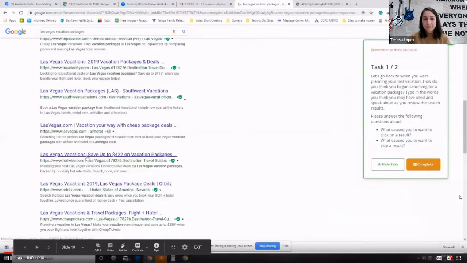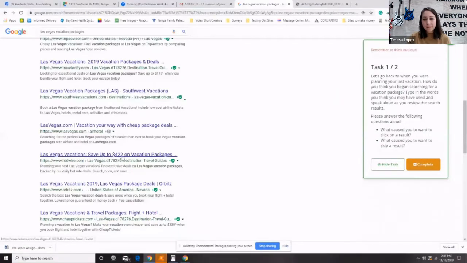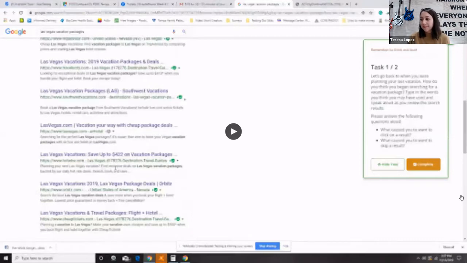Now, when you get these things that say save up to a certain amount on vacation packages, those make me want to click on them more, quite honestly. Okay, so this gentleman was going through, he searched for Las Vegas vacation packages. Sounds like a nice thing to do right about now. And he was evaluating the search results, and that was one of the things that he described as being interesting to him, and that's what he ended up clicking on, actually.